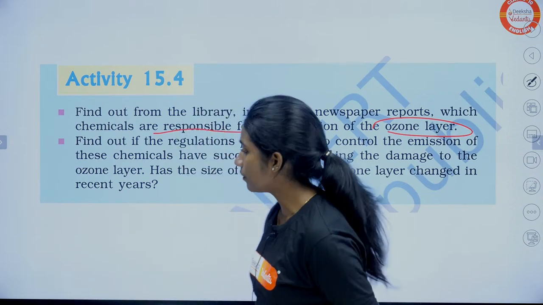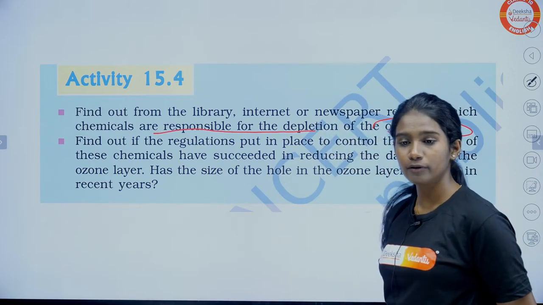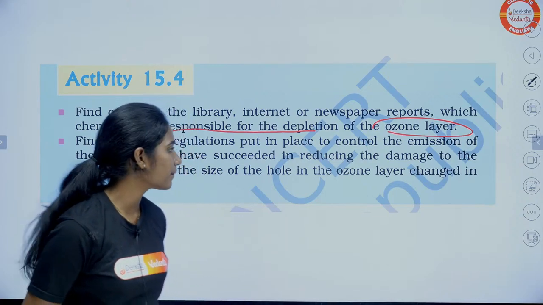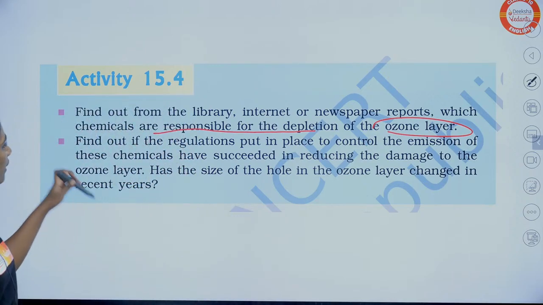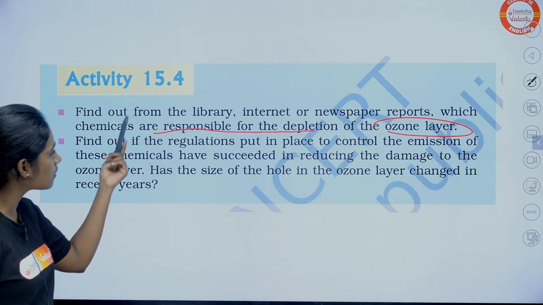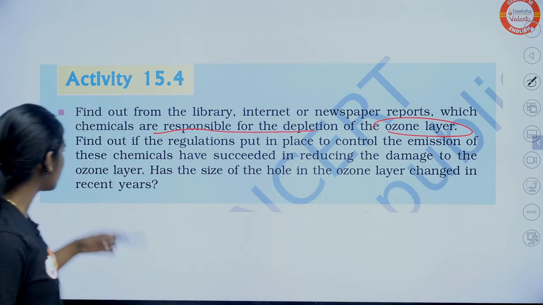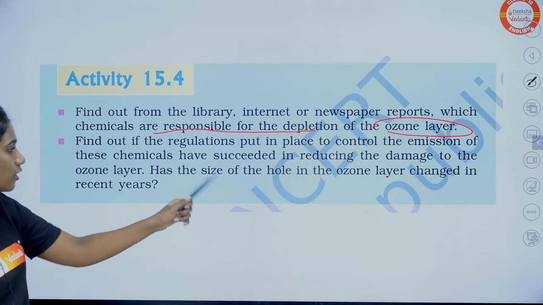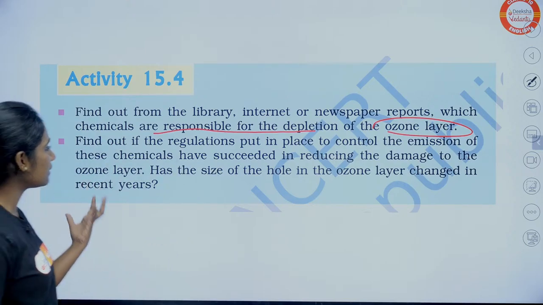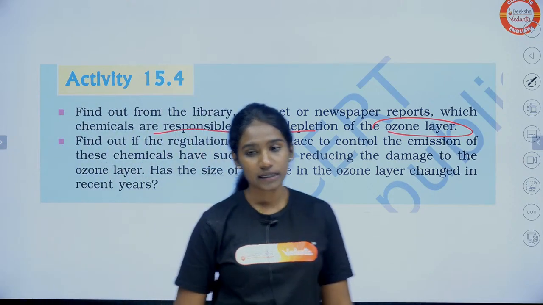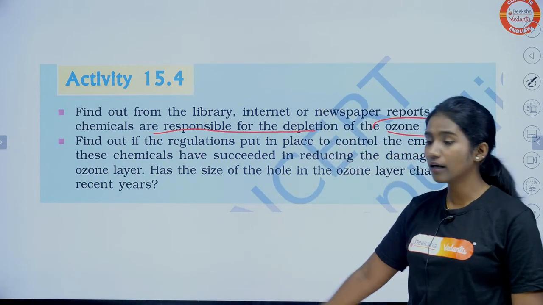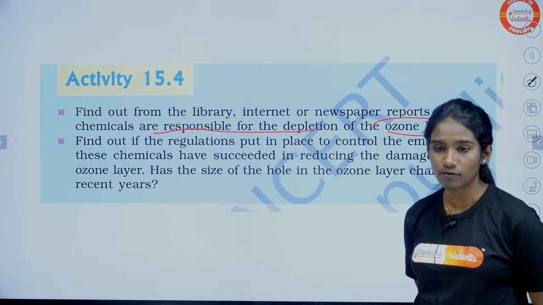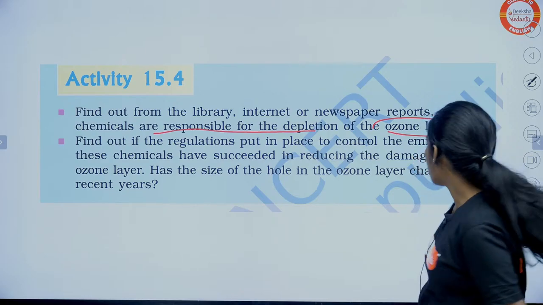So now, what is responsible for the depletion of the ozone layer? Which is that chemical? It is CFC, right? Now, find out if the regulations put in place to control the emission of these chemicals have succeeded in reducing the damage to the ozone layer. Has the size of the hole in the ozone layer changed in recent years is the question. So what causes it? It is CFC.